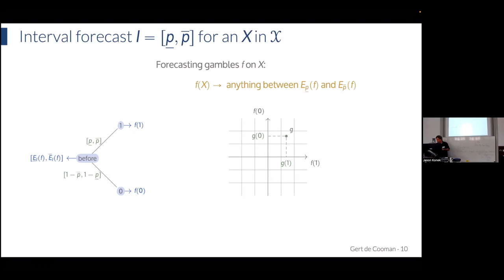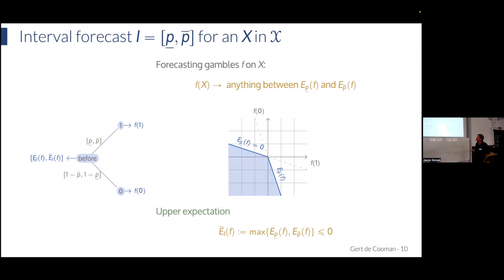So what happens if, instead of giving a precise forecast, I give an imprecise, an interval forecast? In that case, I give a lower probability and an upper probability for heads, or for one, and then the corresponding lower probability and upper probability for zero. That gives me, in the way we've been doing, a lower expectation and an upper expectation for any gamble. The idea is that the gambles that I will find desirable are the ones to the right of these two lines here. This is my cone of desirable gambles.